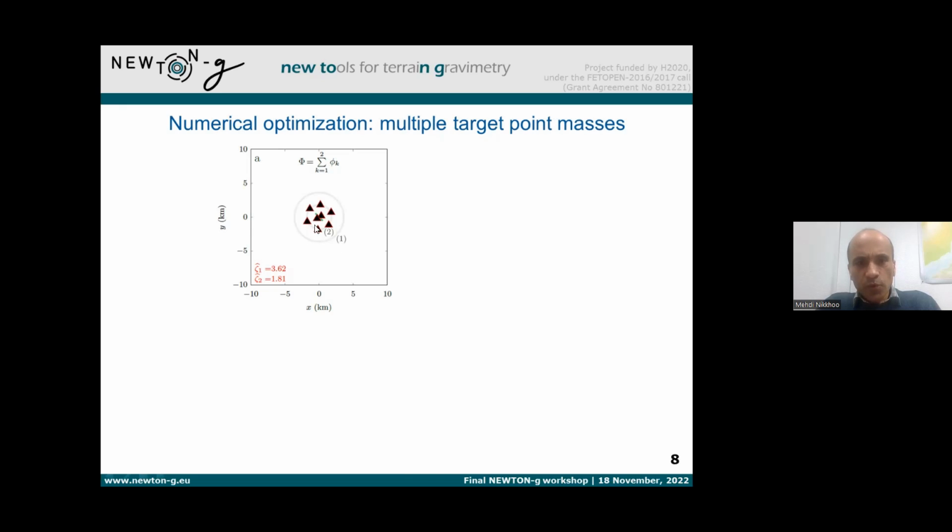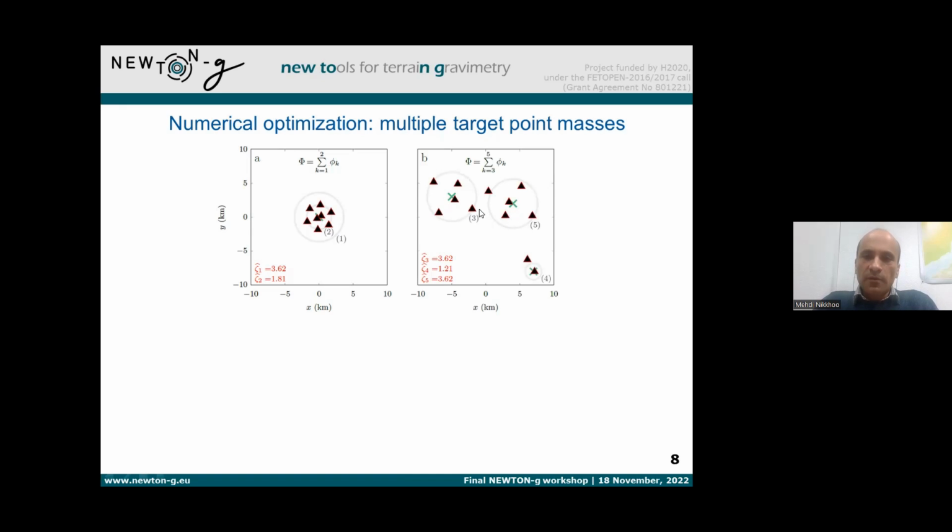So again, we do a test. In this case, we have two point masses at the depth of 6 kilometers and 3 kilometers. And in this other panel, panel B, we have 3 point masses located at different depths and locations. So these two sources up here, with their characteristic circles, are both located at a depth of 6 kilometers, and the third one is shallower and is located at a depth of 2.